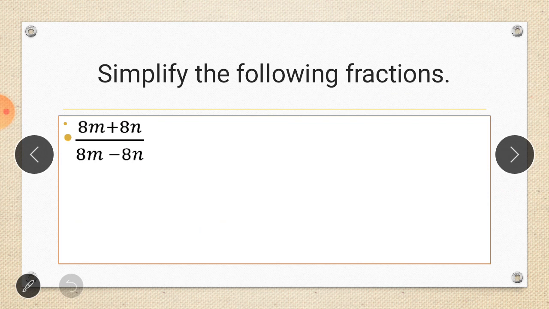Now, how about if the given is an algebraic expression? Just like this one, we have (8m + 8n)/(8m - 8n).